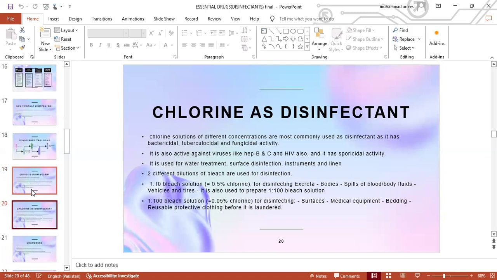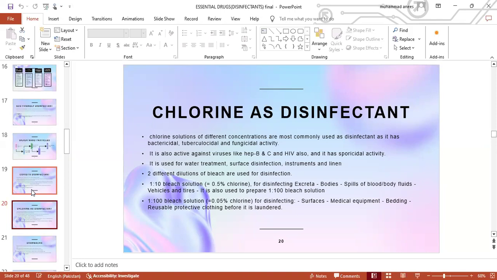Chlorine is mostly used as a disinfectant. Chlorine solutions of different concentrations are most commonly used, and it has bactericidal, tuberculocidal, and fungicidal activity. It is also active against viruses like hepatitis B and C and HIV, and it has sporicidal activity. It may also kill spores of bacteria. It is used for the treatment of water, surface disinfection, instruments, and linen.